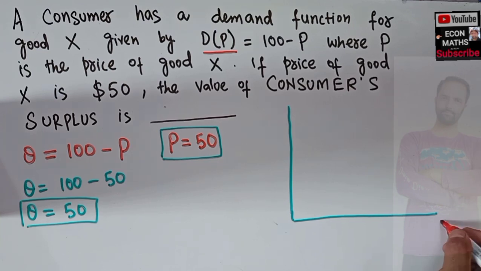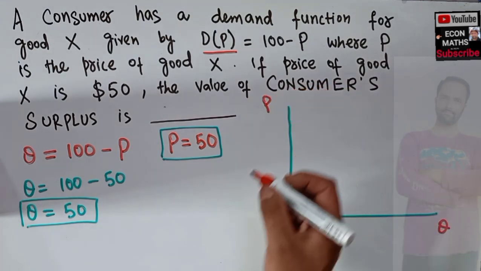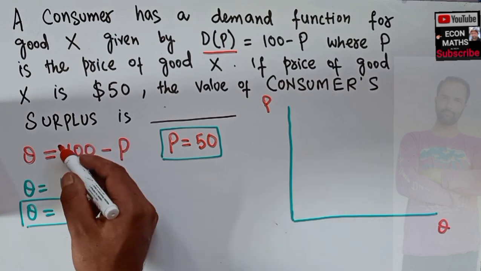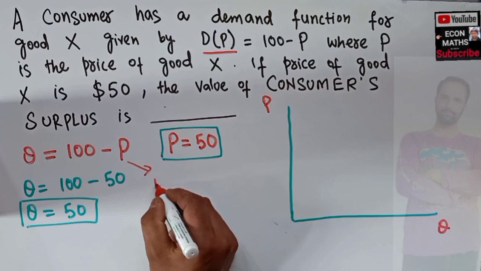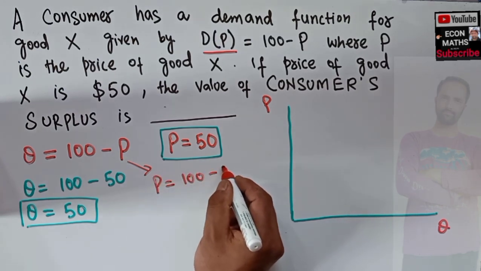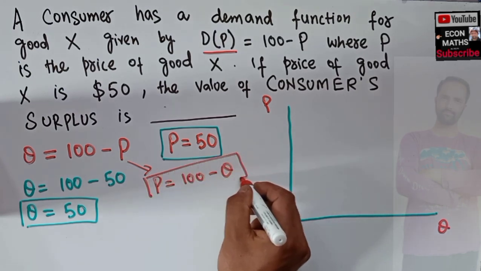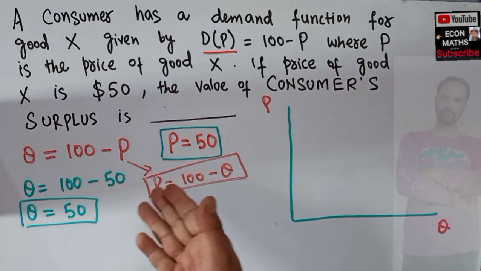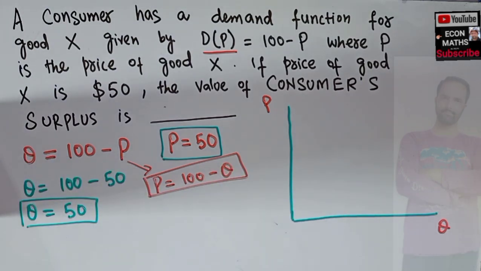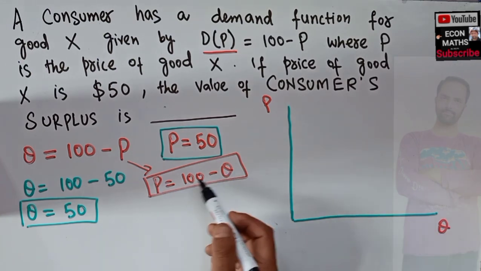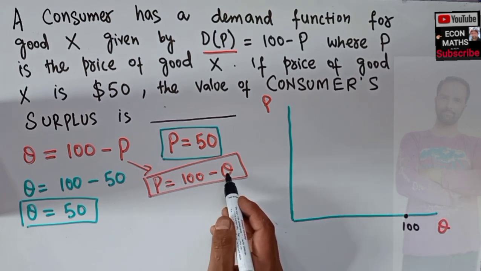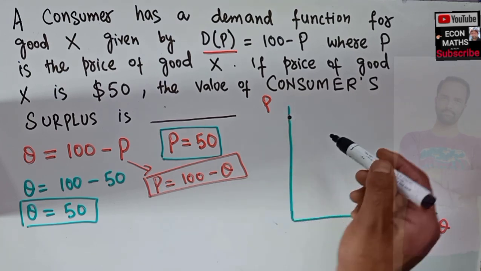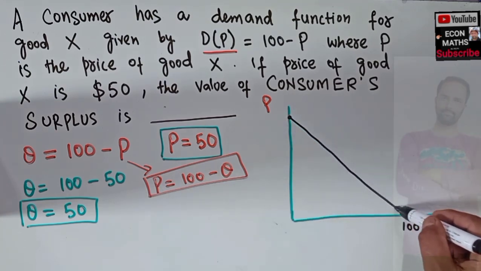So if we have quantity here, price on this side, if I write this function on the graph, let us rewrite this function here. So p will be equal to 100 minus q. I have written it as the inverse demand function. No problem, you can graph it by this very function also. Now when p is equal to 0, q will be equal to 100 here. Let us say this is 100 here, and when q is equal to 0, p will be equal to 100. So we have this downward sloping demand function.